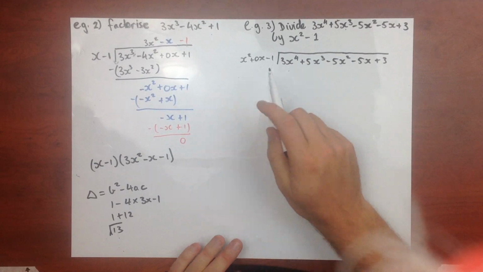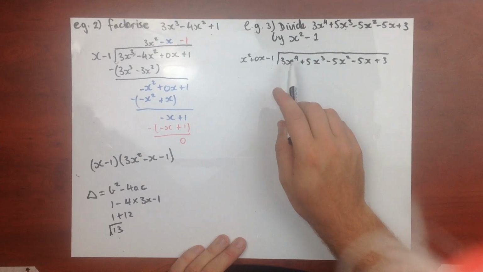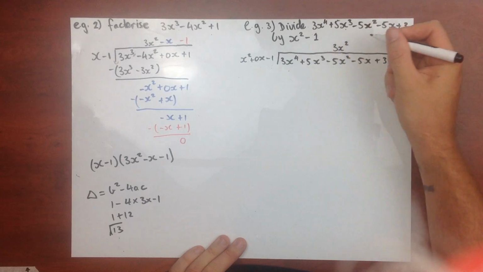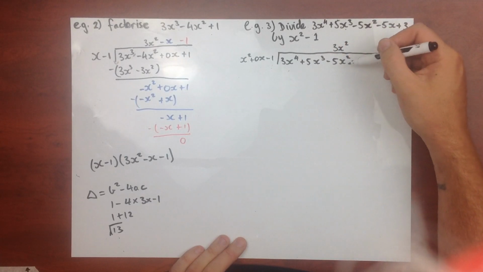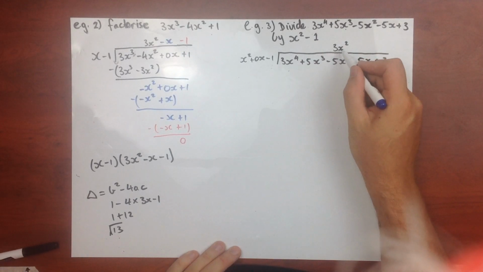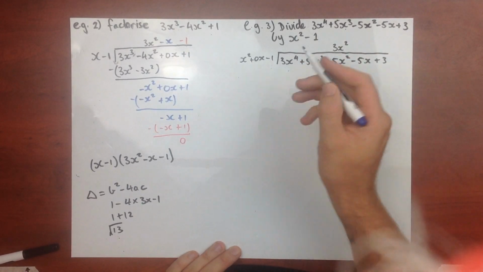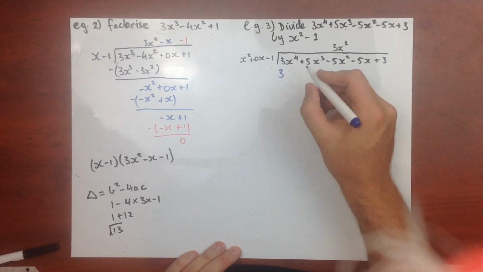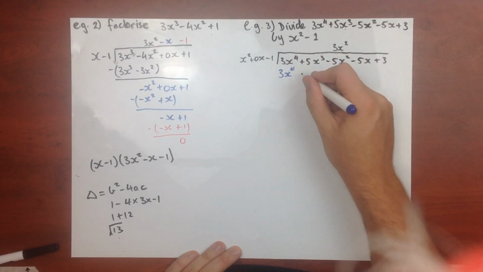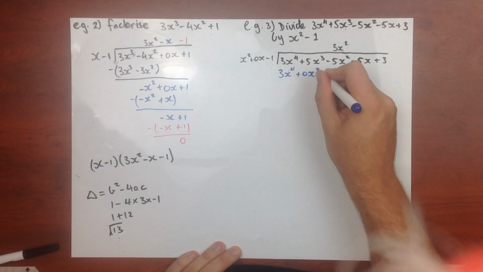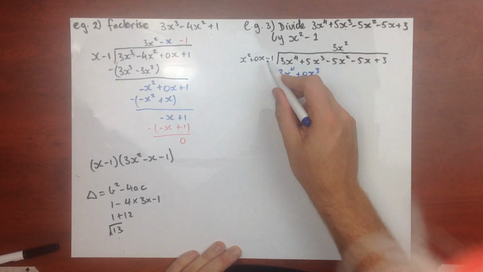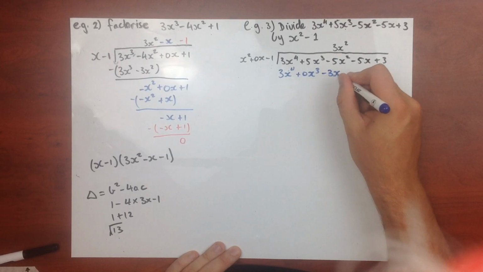So we're going to do how many x, we're going to do 3x to the 4 divided by x squared. Now that's going to leave us with 3x squared. Notice I've put it down here with my x squared still. Now we're going to multiply back through. 3x squared times x squared is going to give us 3x to the 4. Then 3x squared times 0x is going to give us a 0x cubed, so it's giving us that term that we need to line up here. And then 3x squared times negative 1 is going to give us negative 3x squared.